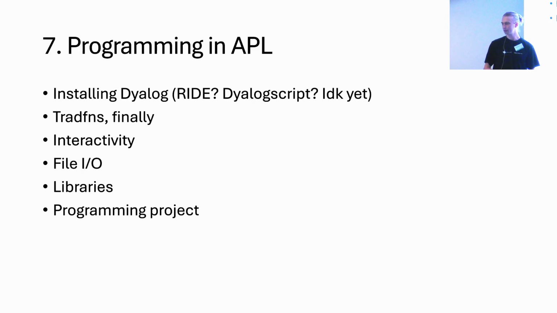And the last chapter, programming in APL. Here we finally install Dyalog. We might have a reference to this earlier on in case someone wants to work on their PC or laptop instead of using Try APL the whole time. But here we finally introduce trad funs and interactive programs, file I/O, maybe some libraries like installing Tatin packages. We're not quite sure yet.